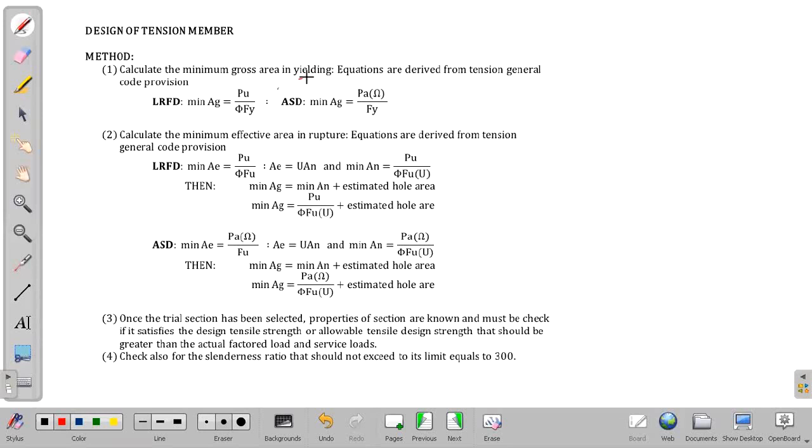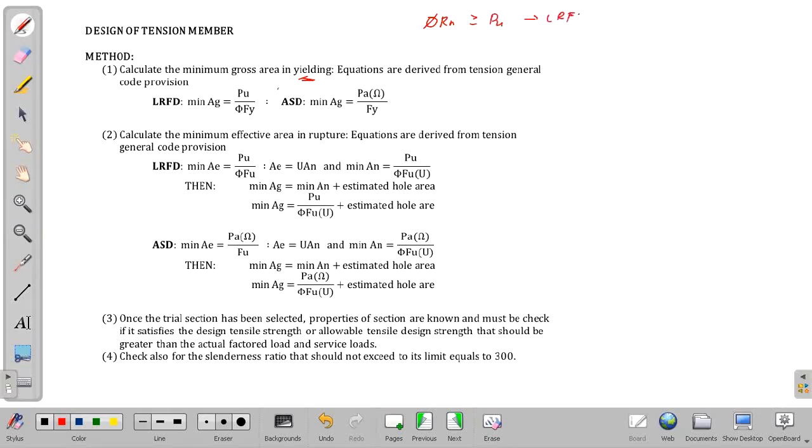Okay, so here, we have to calculate the minimum gross area in yielding. The equations are derived from the tension general code provision. So the given equation here for the LRFD and ASD is actually derived from the tension general code provision. If you still remember our code provision for the tension member, the design tensile strength should be greater than or equal to the ultimate load.